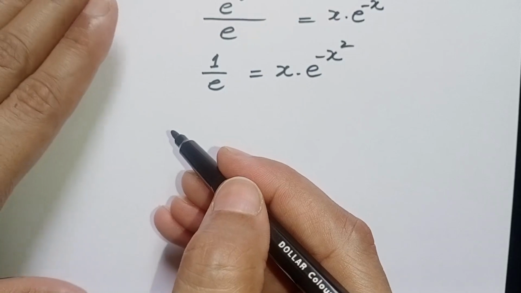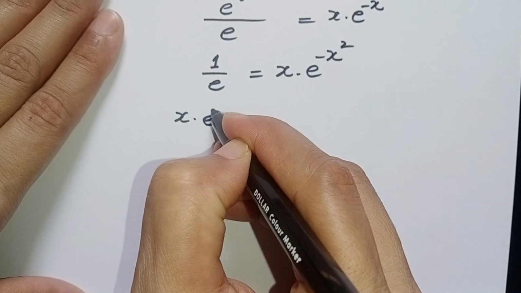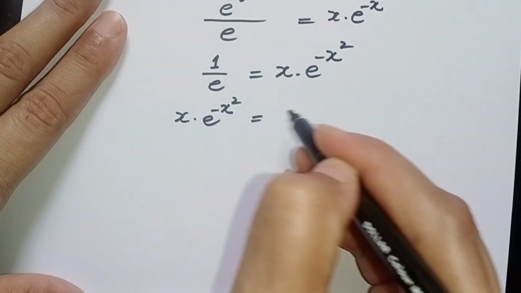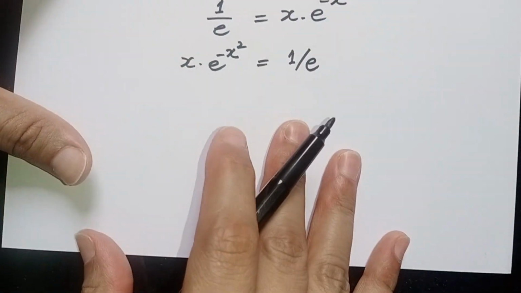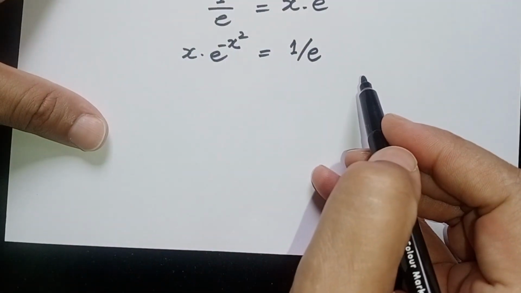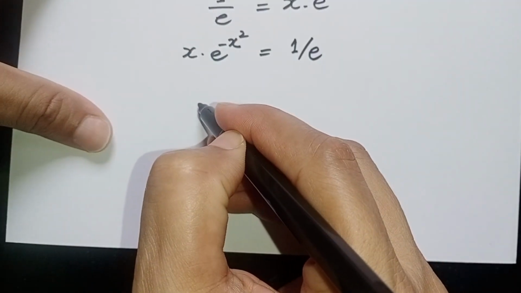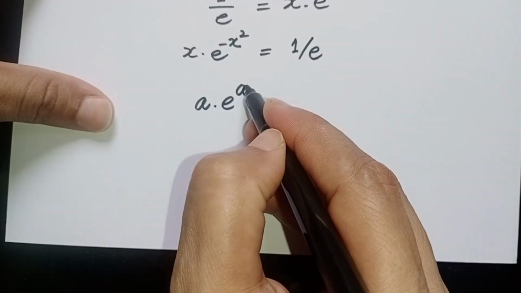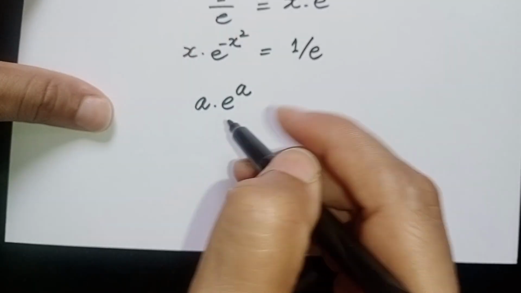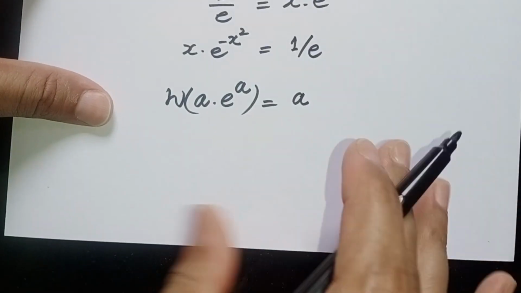Or we can arrange them. We can write x times e^(−x²) as 1 over e. Now we want to use the Lambert W function here. In order to use the Lambert W function, we know that if we have an expression of the form a times e^a, where the coefficient is the power of the base e, we can apply the Lambert W function and we will get a. So we want to create the same form here.